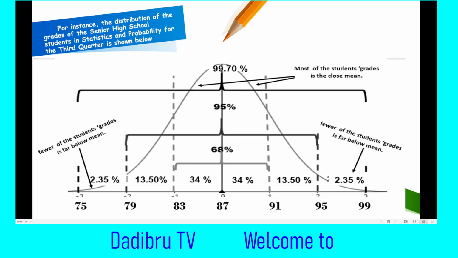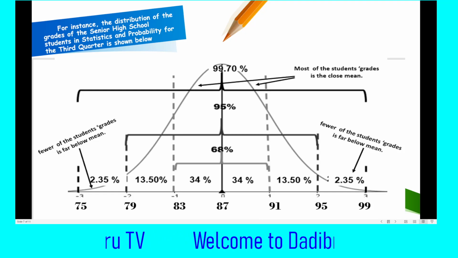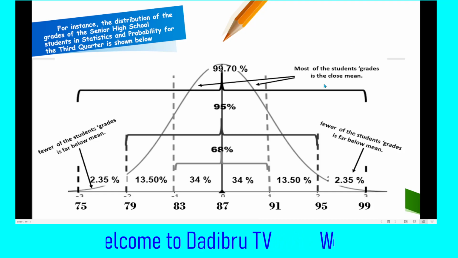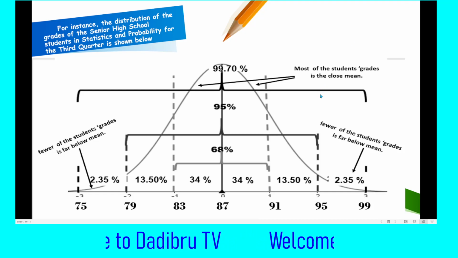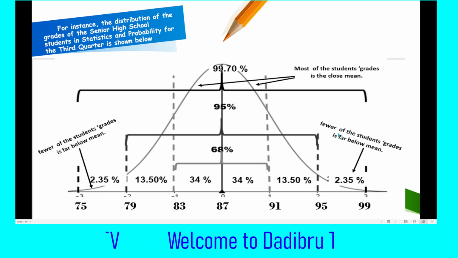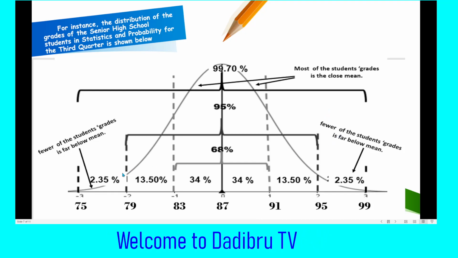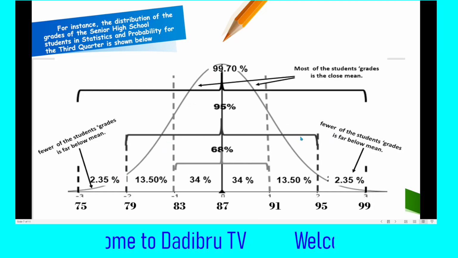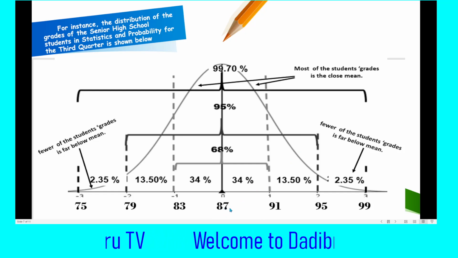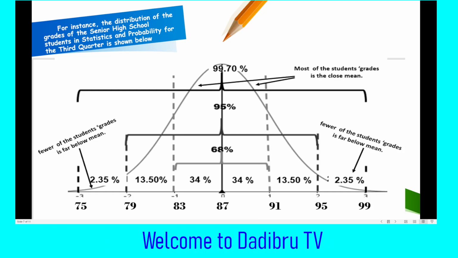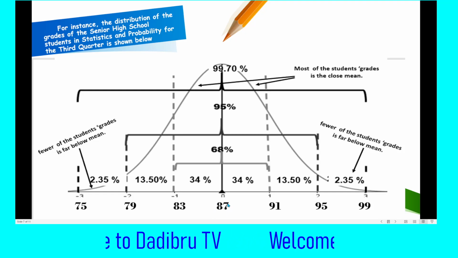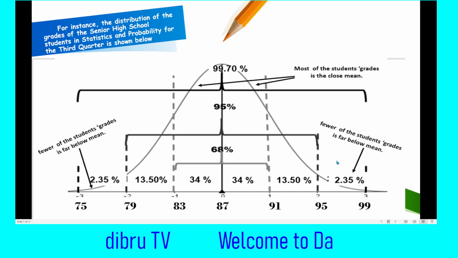For instance, the distribution of the grades of the senior high school students in statistics and probability for the third quarter is shown below. Using the empirical rule, you can say that the distribution of the grades of the senior high school students in statistics and probability is normally distributed because the shape of the graph is bell-shaped and symmetrical about its mean, which is 87. This also indicates that most of the students' grades fall close to the mean and fewer of them are far below or above the mean.